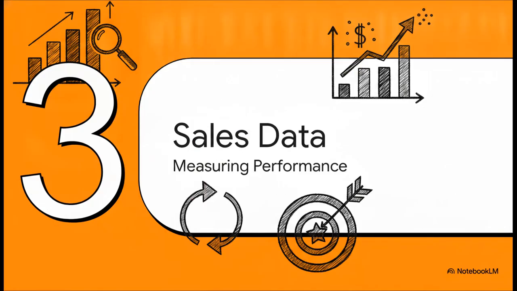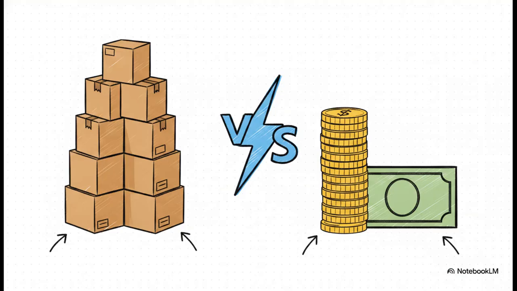Let's jump into Section 3, Sales Data, Measuring Performance. Beyond those broad market metrics, we really must drill down into a firm's specific internal sales data and marketing performance to judge if a strategy is actually working.